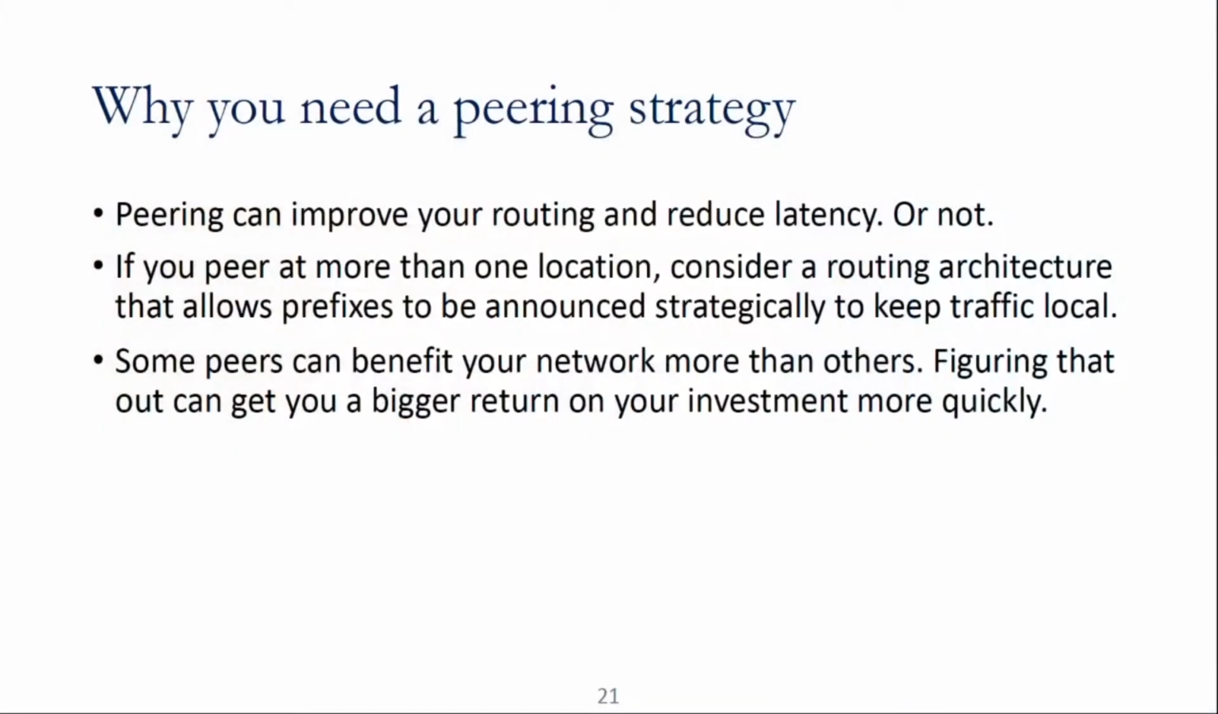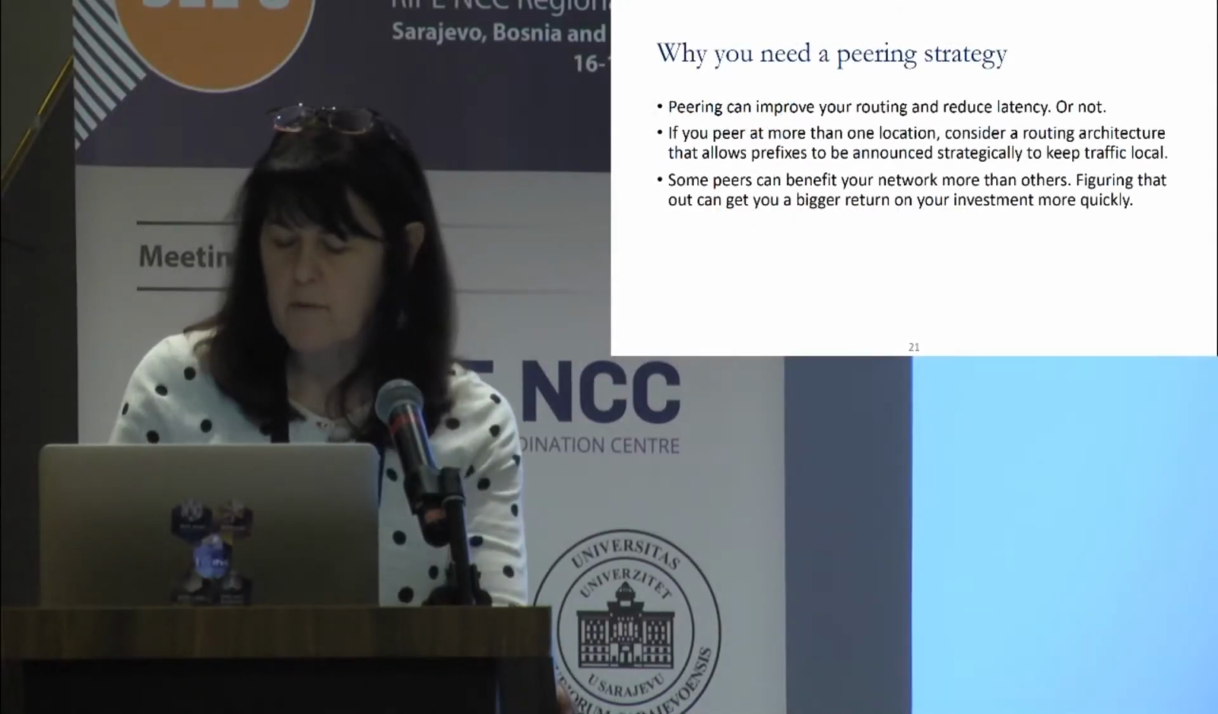So as I've demonstrated, peering can improve your routing and reduce latency, or not. If you peer at more than one location, this is why you should consider a routing architecture that allows you to strategically announce your prefixes. And some peers can benefit your network more than others, and figuring that out can get you a better return on your investment.